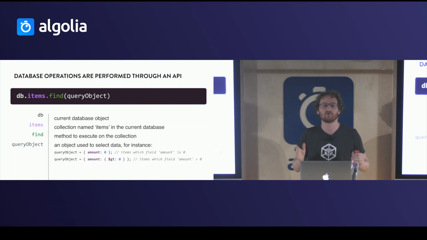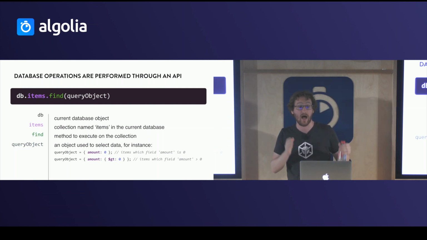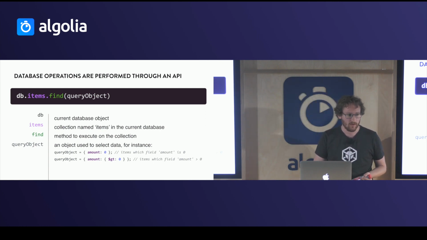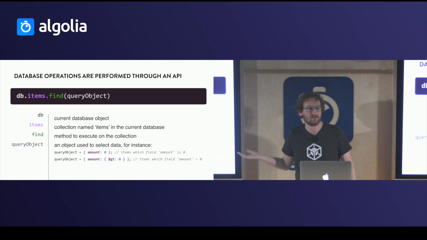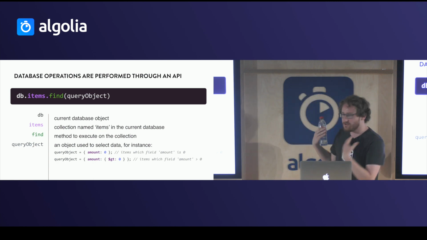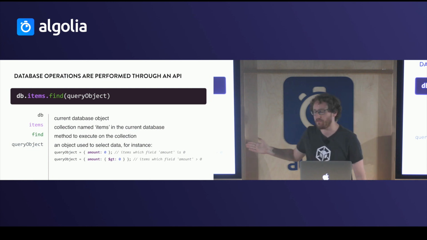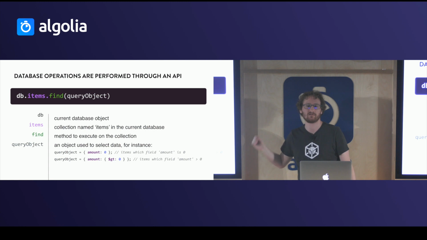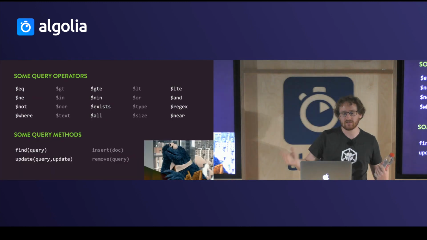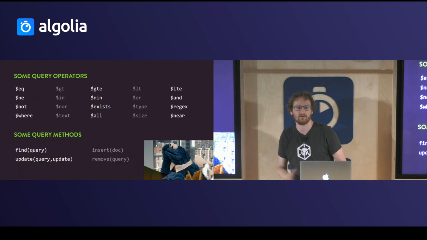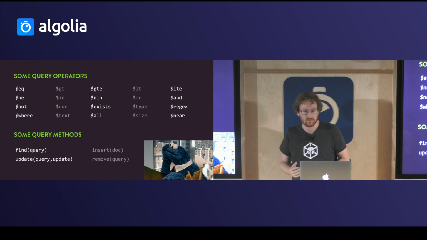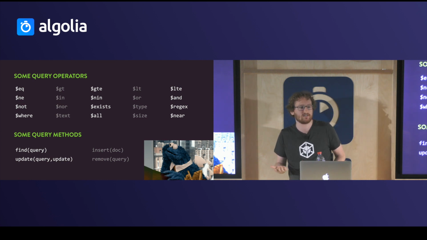But let's say you want all the elements who have a field named amount, which is strictly superior to 0. And GT, of course, means greater than. That's obvious. No, it's not. And you use $gt to say, give me everything that has a field named amount that is strictly superior to 0. And of course, there are other operators than GT, like $eq for equality, $ne for not equals, $exists if you just want to check that something exists.